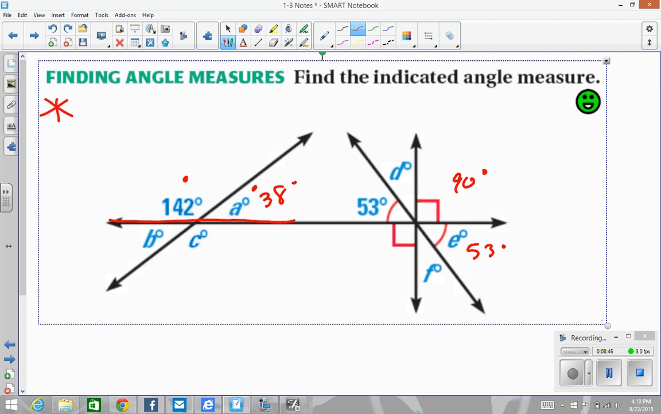I put a star by it. That means I'm going to be checking that work. You may pause the video and finish these problems up.